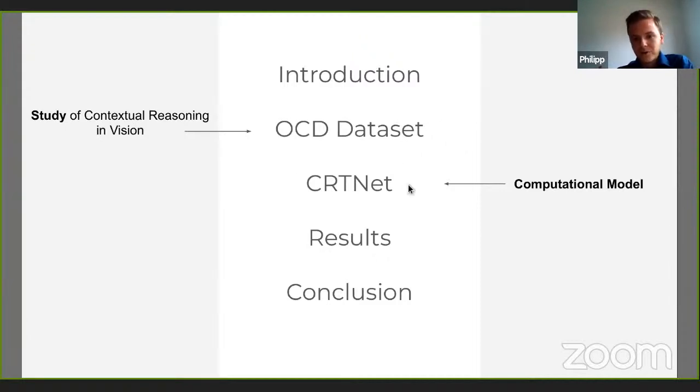Then we also have a new computational model here that will remind you in some ways of CRTNet, but I think we also have a few really interesting new design elements here, which are definitely worth talking about a bit. We will then bring those things together, look at the performance of CRTNet and a few baseline models on the different conditions in our OCD data set. And I'll conclude there.